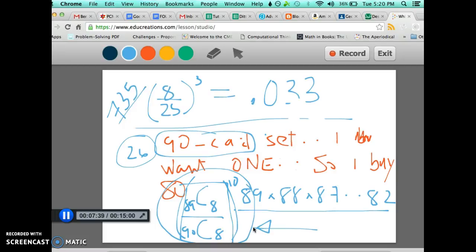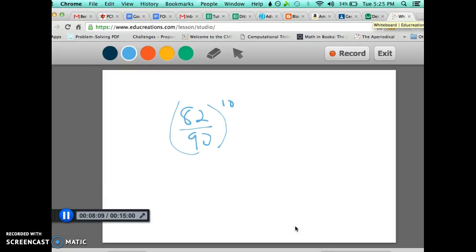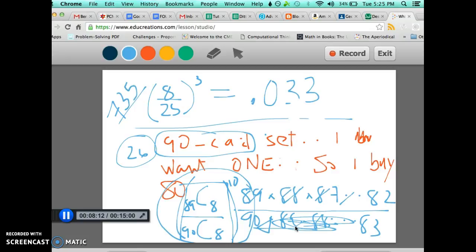And if I want to look at what that fraction looks like, I've got 90 times 89 times 88, down to 83, right? Because it's 8. So a lot of stuff cancels here. These are all going to cancel. The 90 stays and the 82 stays. So it is 82 out of 90 is my chances of not getting it. And so that's what we would have thought in the first place. 82 out of 90 would be our chances of not getting it.